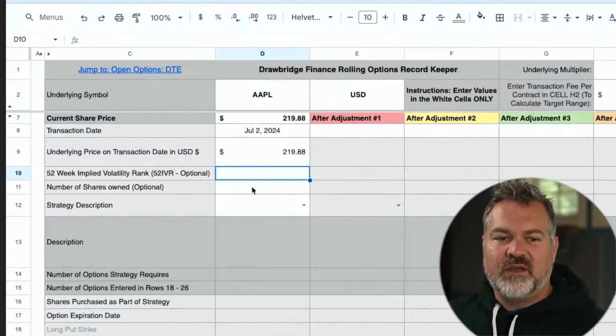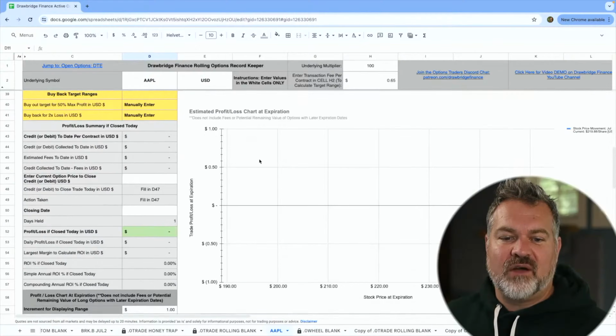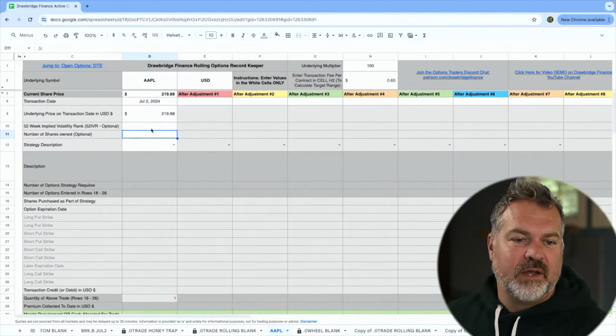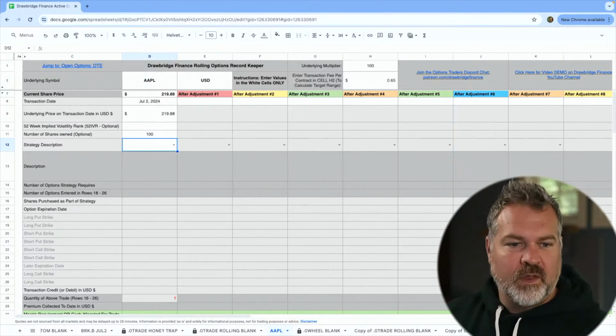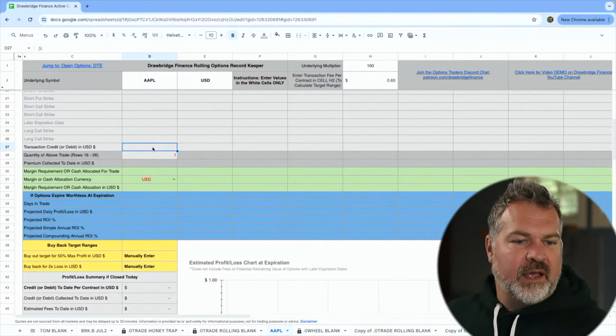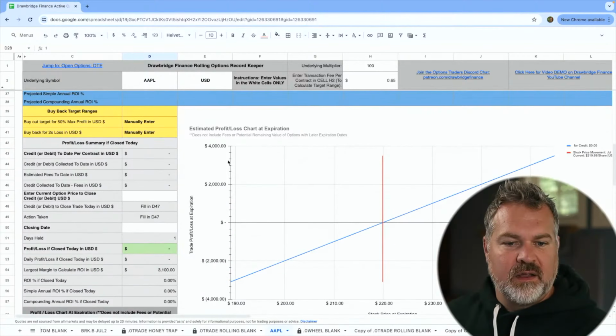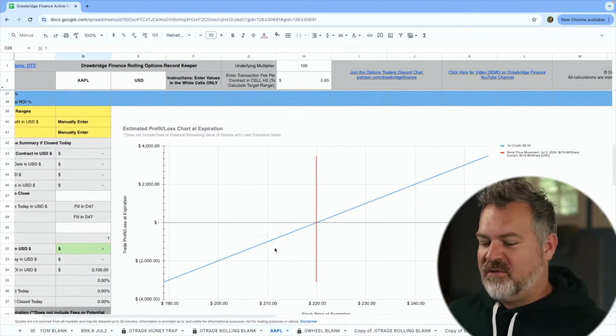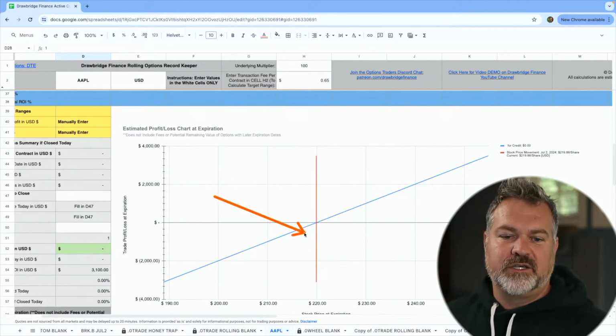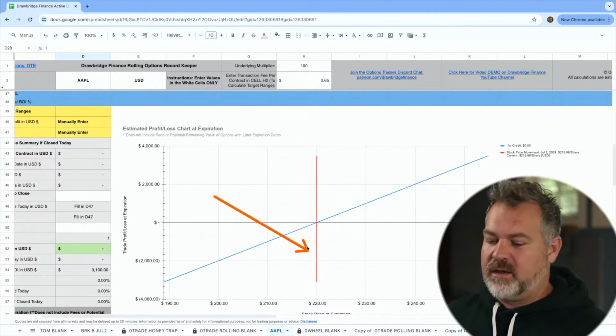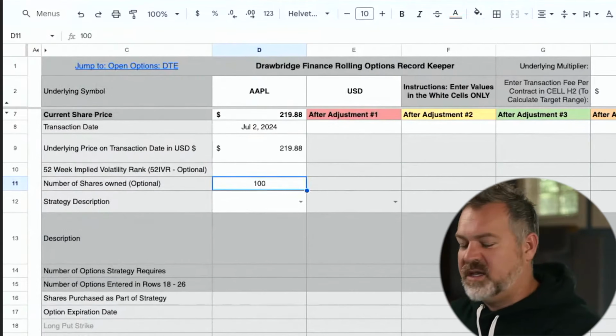Number of shares owned, if I have some, I would be able to chart it in the profit loss chart if I was to put this down here. For example, I could just put in 100 shares. And even if I did this for a zero credit, you would see that this is what my profit loss chart would look like if I owned 100 shares. So we can include the shares or not in the rolling options record keeper. I'm going to take those out for now.